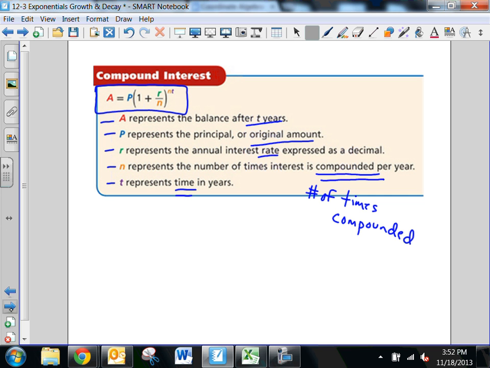So notice that this is very similar. It's almost exactly like the last formula, except now it has an N in the problem. Okay, so the only thing different here is that there's an N.